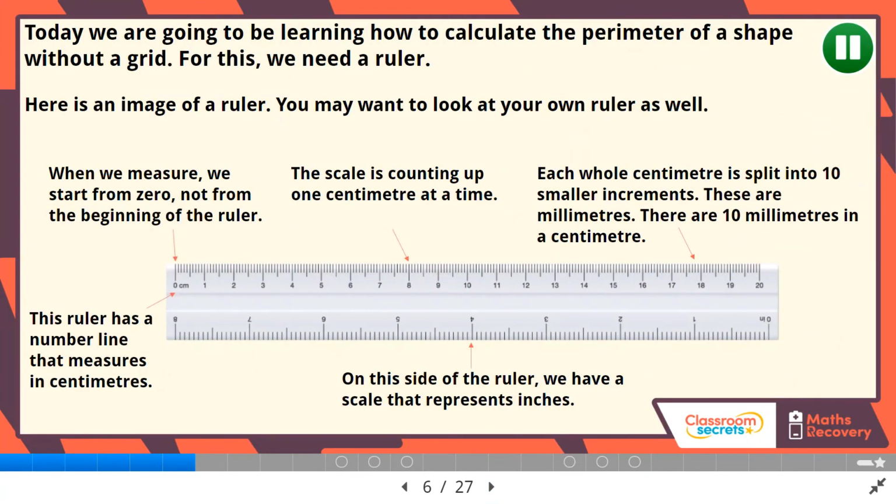Today we are going to be learning how to calculate the perimeter of a shape without a grid. For this, we need a ruler. Here is an image of a ruler. You may want to look at your own ruler as well.